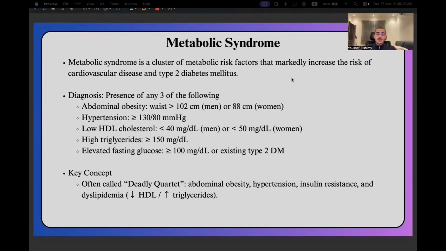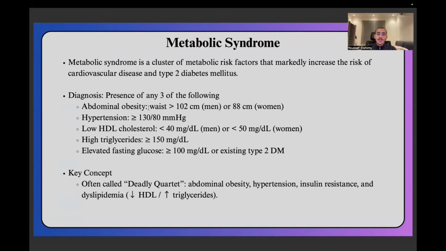Okay. Just for the sake of completion, you have another condition which is metabolic syndrome. I don't think it's that high yield, but it's basically memorization. It's a cluster of metabolic risk factors that increase the risk of cardiovascular diseases as well as type 2 diabetes. It has a diagnostic criteria. So any presence of three of the following would diagnose a patient as having metabolic syndrome.